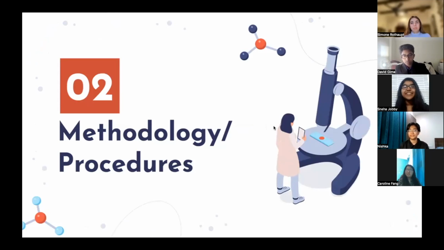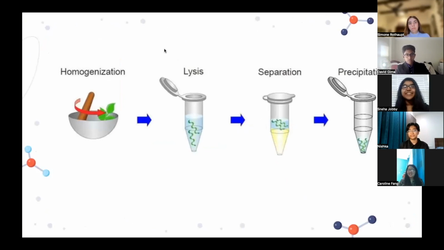Next, we'll be going over our methodology. To simplify the process of DNA extraction, it can be broken up into 4 main steps. First is homogenization, or creating the mixture needed. Next is lysis, which is when the cell wall is broken to allow the DNA to come out. Third is separation, where the DNA makes its way out of the homogenized mixture. Lastly is precipitation, where the DNA accumulates at the top of a collection medium in a collectible form.